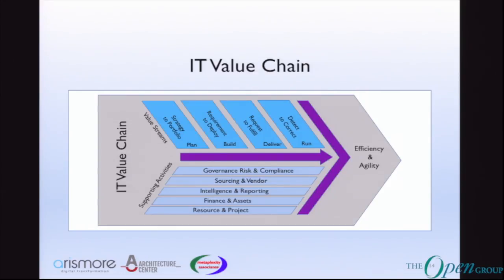One is the IT value chain, which you can see here, with these four value streams: strategy to portfolio, requirement to deploy, request to fulfill, and detect to correct. Which means we want to plan, build, deliver, and run. And we have supporting activities, which are generally not specific to the IT function, but which help the value stream to operate efficiently. And the other element of IT4IT is this reference architecture that will build and implement the functionalities that are necessary to run IT.